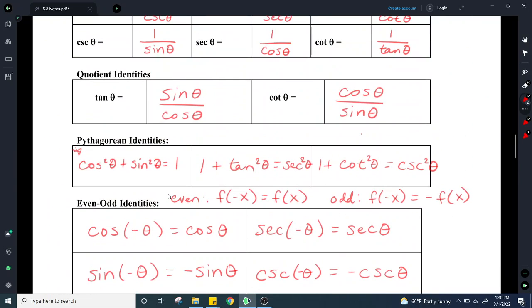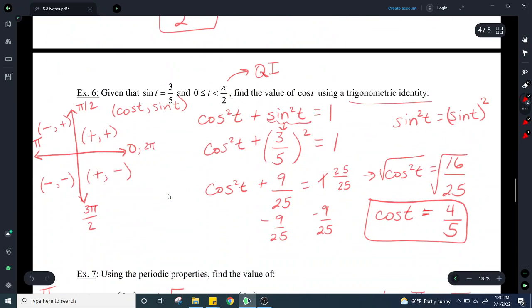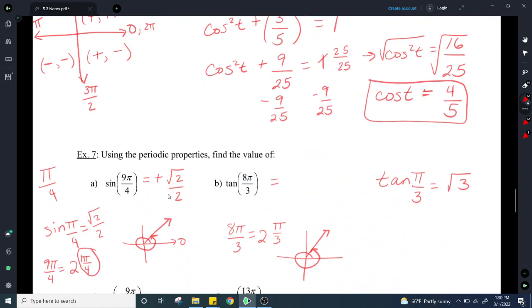Right here, tangent is the ratio of sine divided by cosine. So think about that for a second. If sine and cosine are both positive, positive divided by positive is still a positive. So this is still going to be positive, but square root of 3 is going to be the value.